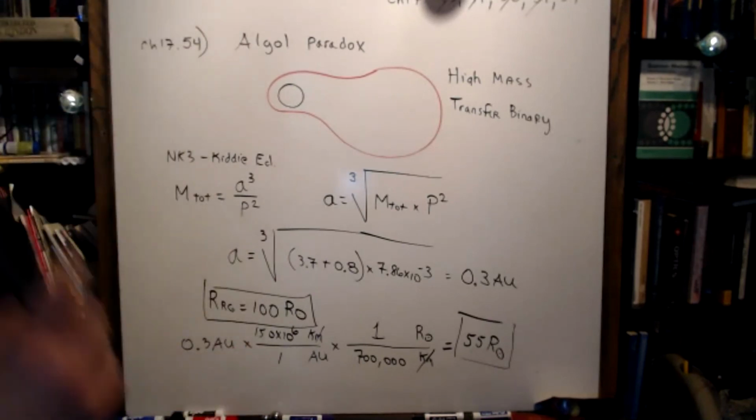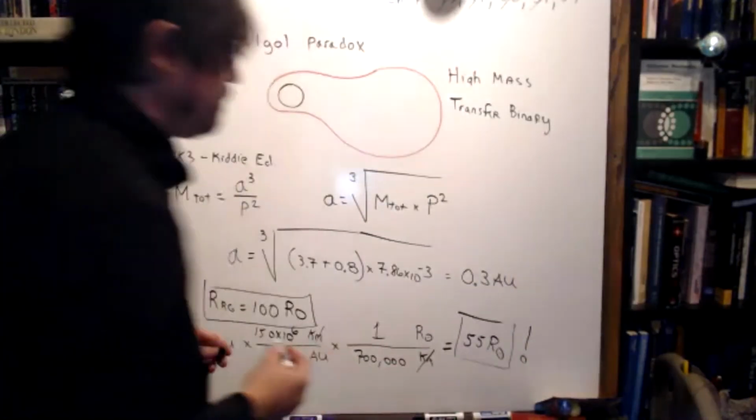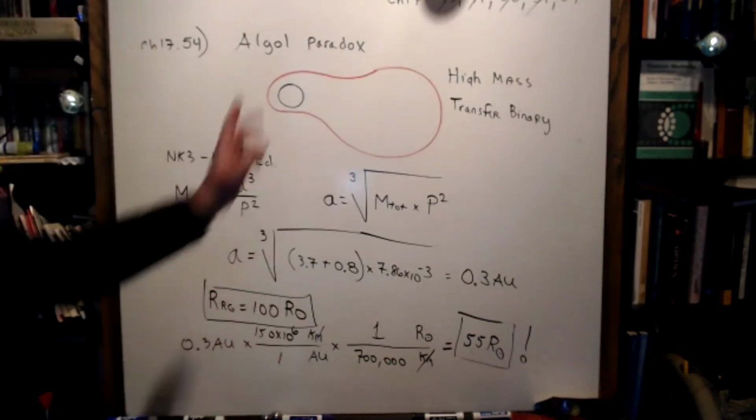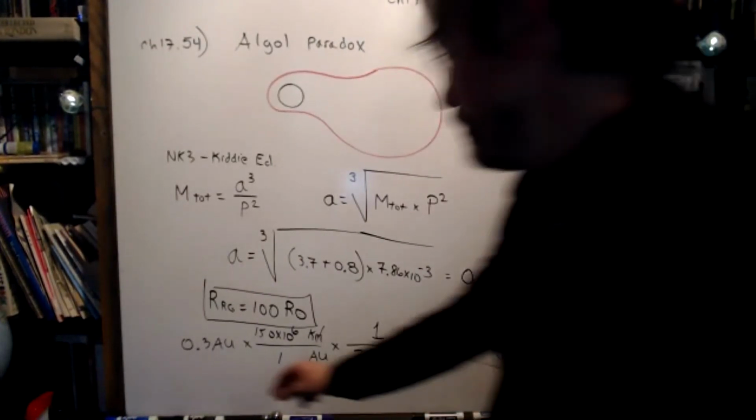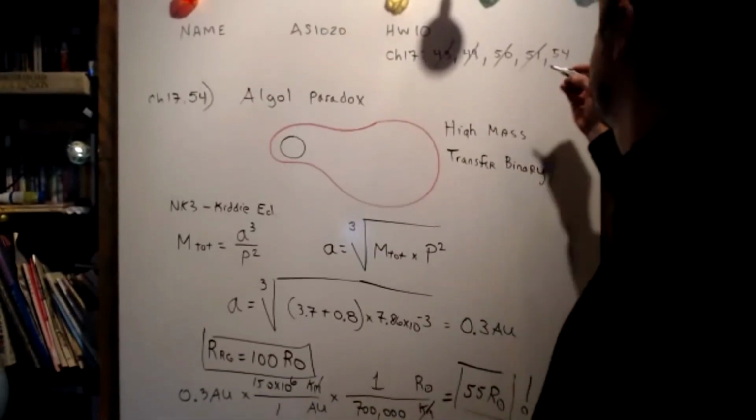And with that, friends, write down high mass transfer binary and draw the little picture, and that'll be our description. And with that, you have completed homework number 10.